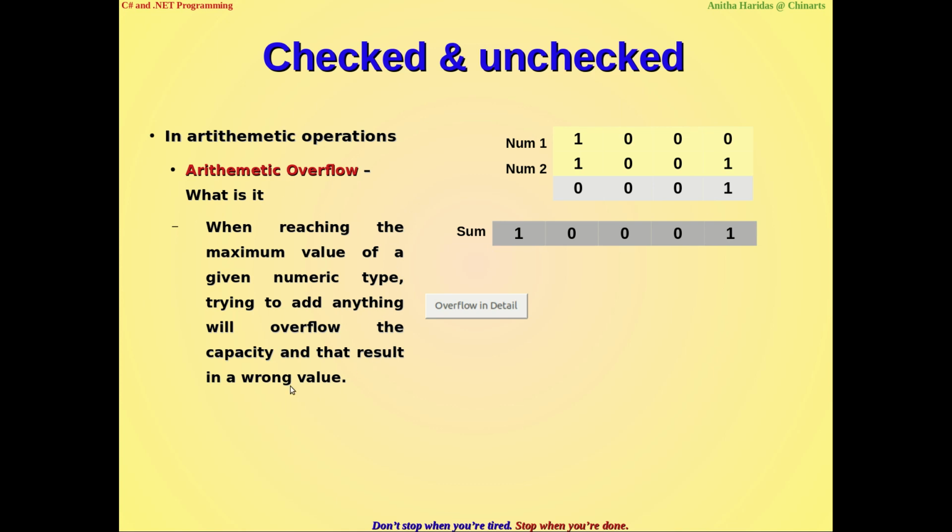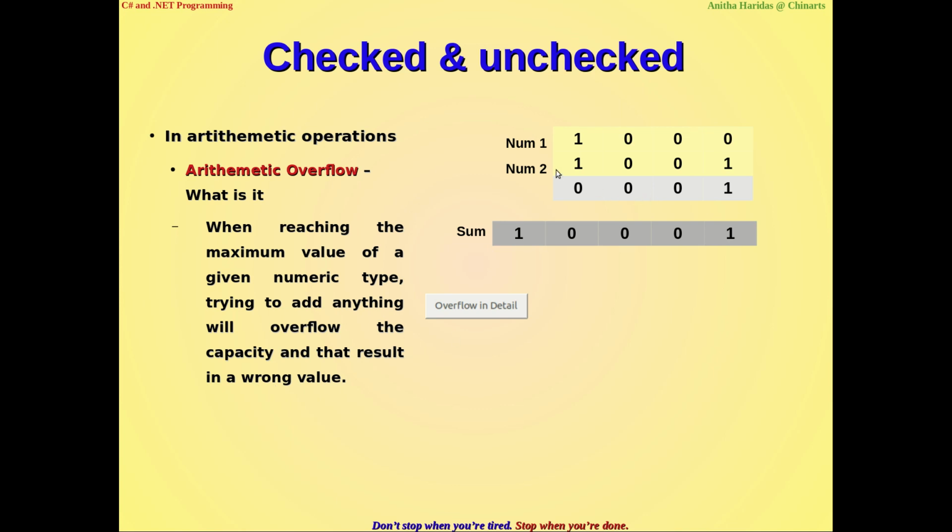This is one simple definition I can give for what is arithmetic overflow. When reaching the maximum value of a given numeric type and trying to add anything to that, it will overflow the capacity, which will result in a wrong value. I repeat, when reaching the maximum value of a given numeric type and trying to add anything, it will overflow the capacity and that will result in a wrong value.